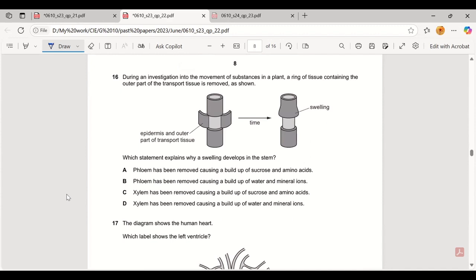During an investigation into the movement of substances in a plant, a ring of tissue containing the outer part of the transport tissue is removed as shown. The transport tissue. Which statement explains why a swelling develops in the stem? Maram. Is it A? A, yes, very good.